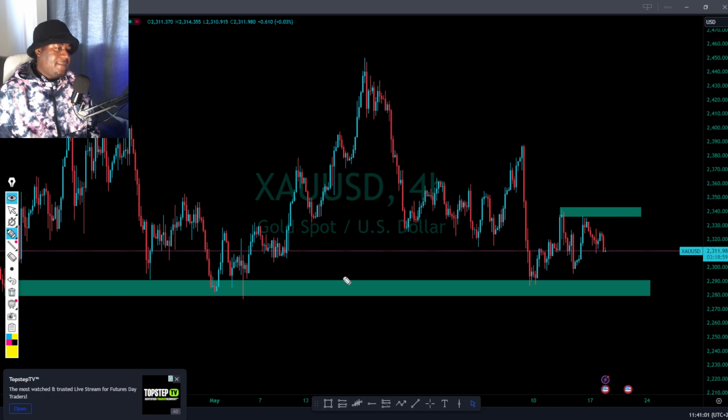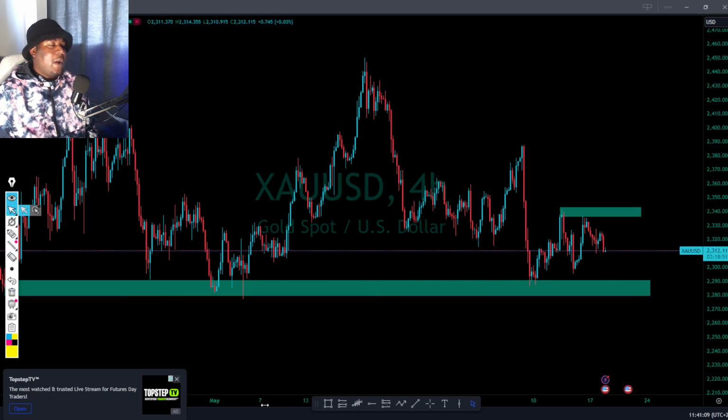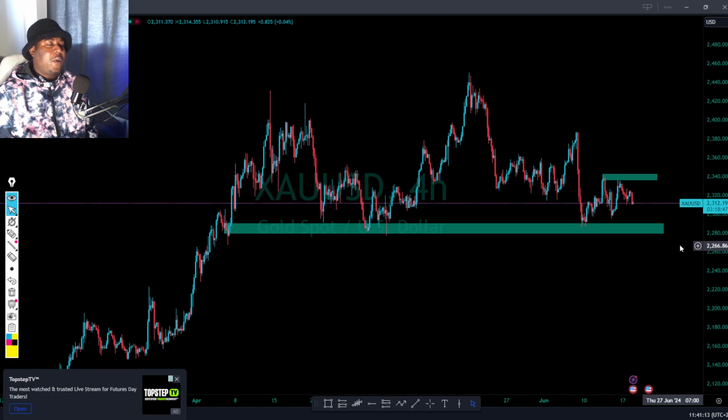But if it does reverse, obviously around these areas, it's our support area. So we'll wait and see if maybe there is any change that we need to make. But at the moment, it's difficult just to jump on a sell. I hope maybe you understand that.